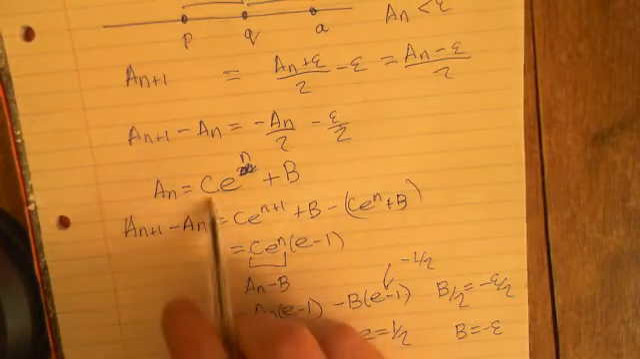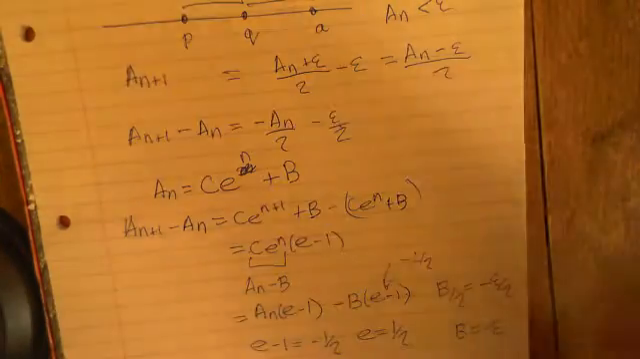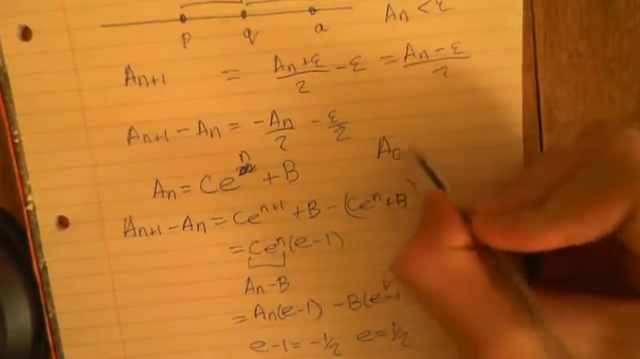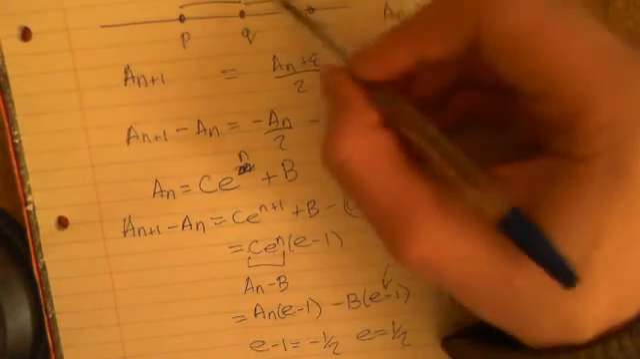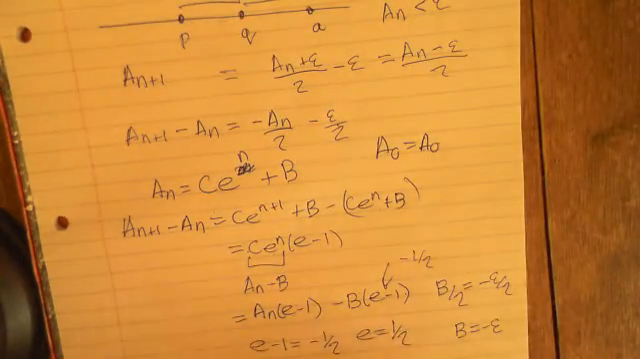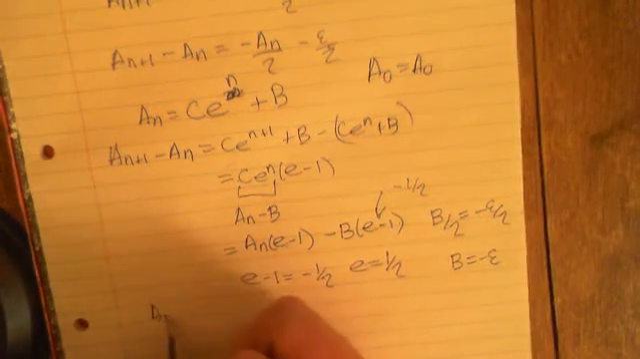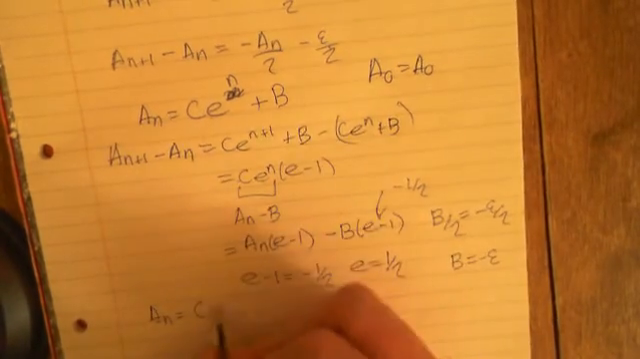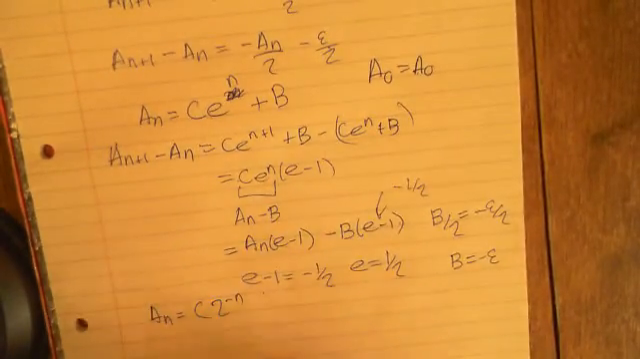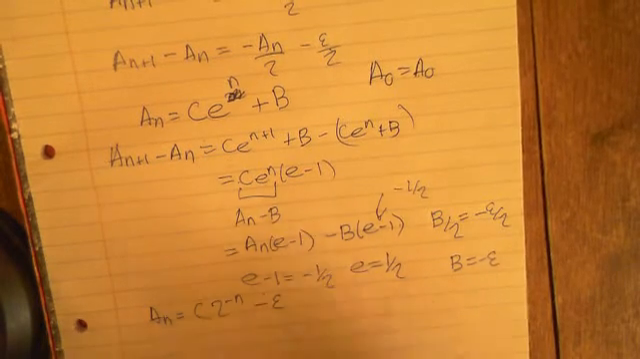Okay, and the arbitrary constant is just something that we're going to decide from our initial condition, the fact that a0 is equal to a0. That's our initial distance of a from q. So we're going to work that out in a moment. So stick these in and we get a_n is equal to c, a half to the power of n, but that's the same as 2 to the negative n, plus b, minus epsilon.